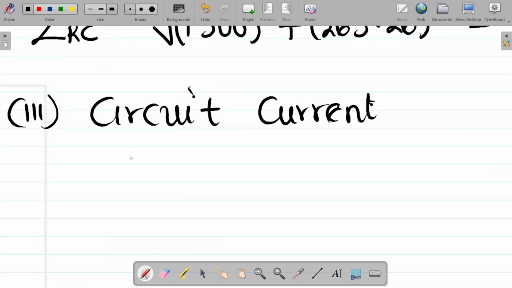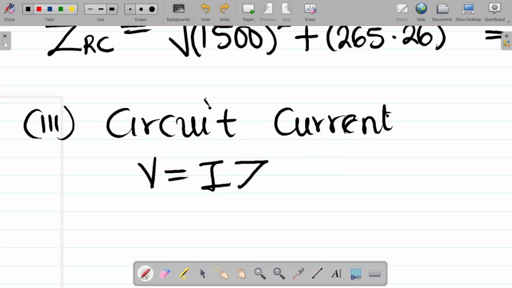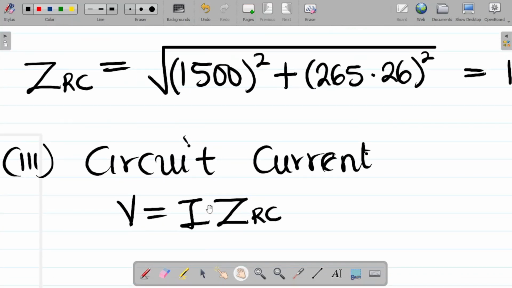Now, from Ohm's law, we know that V is equal to IR, where R is simply the resistance. But this circuit contains a resistor and a capacitor. So hence, we don't just use the resistance R. No, we use the impedance of the circuit, which is ZRC. So it becomes V is equal to I ZRC. So instead of R, we use ZRC. This is the basic concept for this.